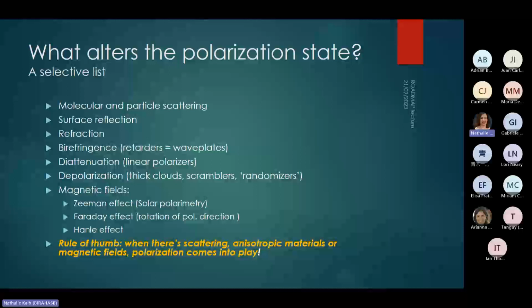There are magnetic fields, the Zeeman effect, which is the basis of solar polarimetry. There's the Faraday effect, which is a rotation of the direction of polarization. There's the Hanle effect, which is a depolarization process as well. All of these are used in astronomy. It's not really important for atmospheric research, but nevertheless, it's good to be aware of it. As a rule of thumb, when there is scattering, anisotropic materials or magnetic fields, polarization comes into play.